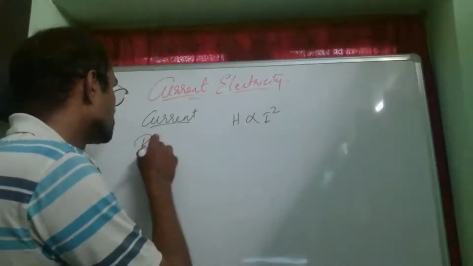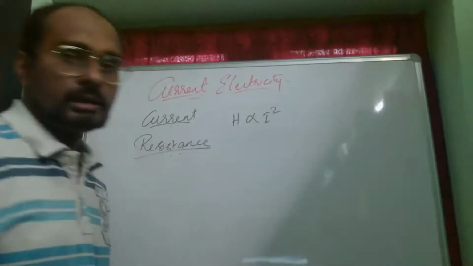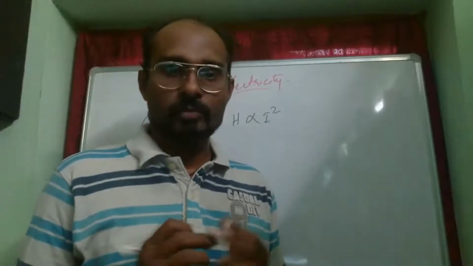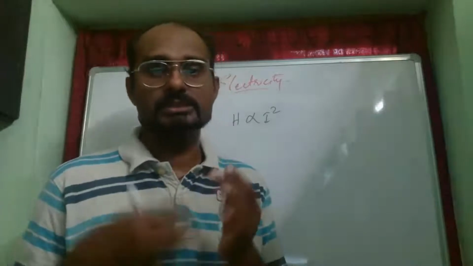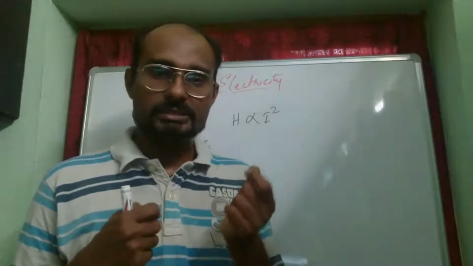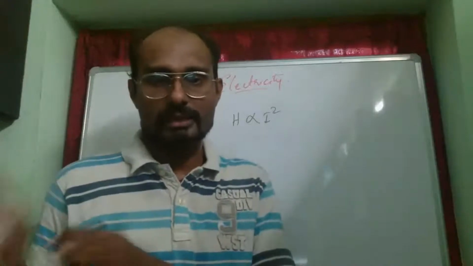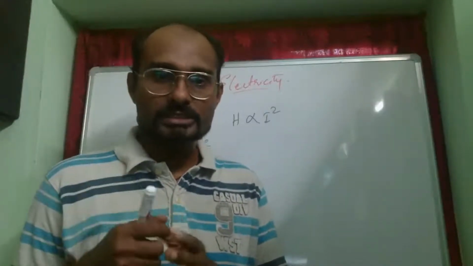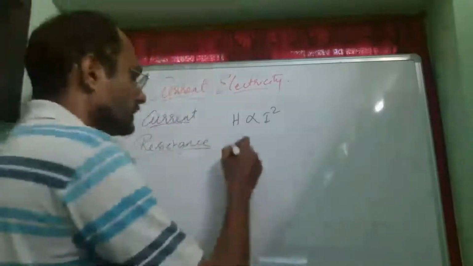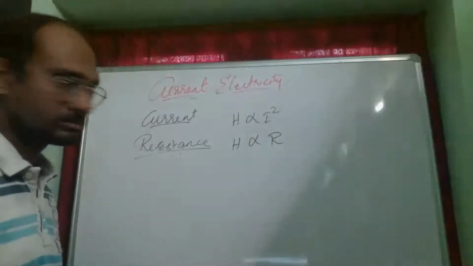Now resistance. Does resistance affect the amount of heat produced? Undoubtedly, yes. If the resistance is more, that means it is not allowing the free electron to travel. That means there are more collisions this electron should undergo before it could come out of the other end of the conductor. More collisions ultimately means more heat produced. So resistance is also affecting, and heat produced is directly proportional to resistance.